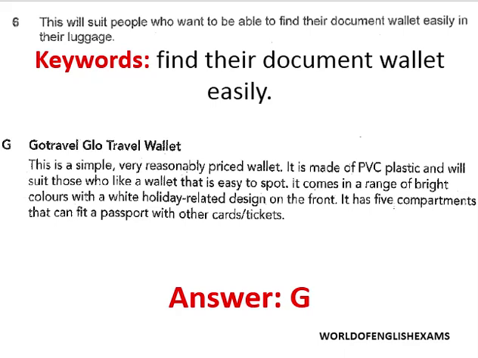So let's read this. G paragraph. This is a simple, very reasonably priced wallet. Nothing about how easy the document wallet can be found. It is made up of PVC plastic and it will suit those who like a wallet that is easy to spot. See, it is very easy to identify, easy to find. Here find is paraphrased as spot. Hence the answer is G.